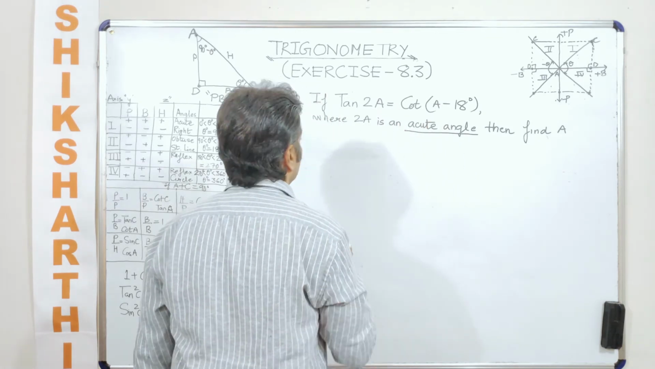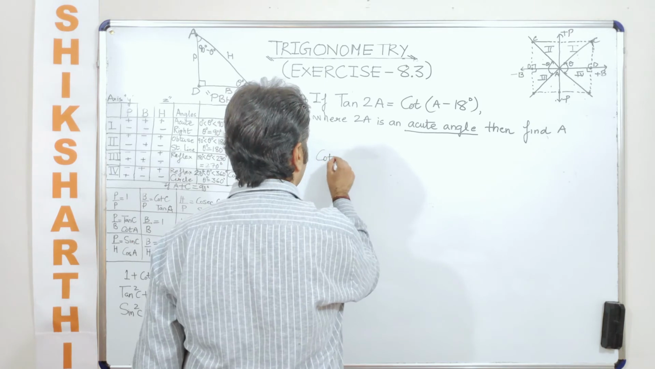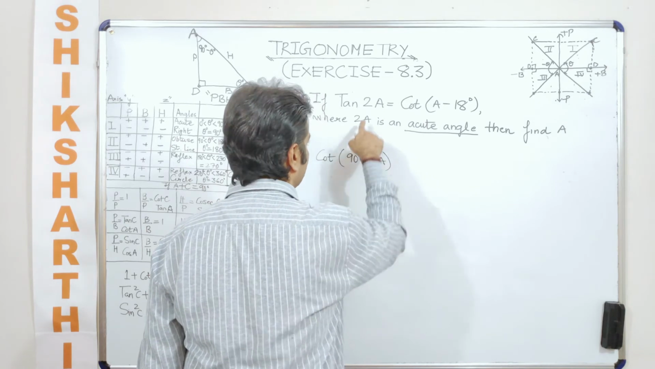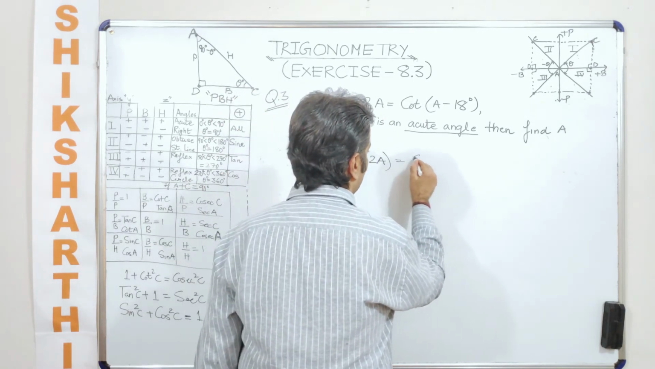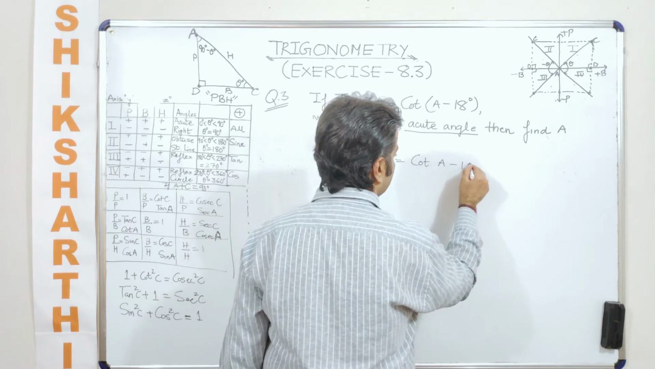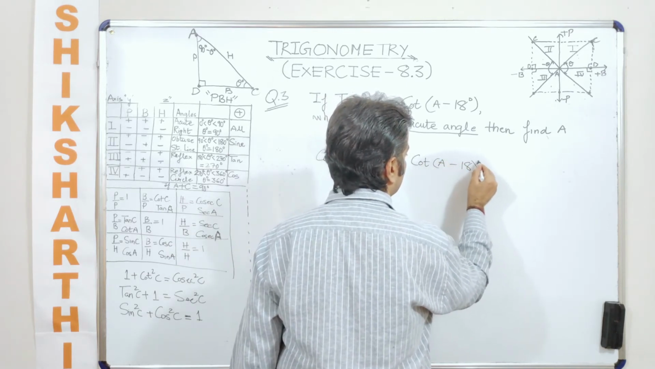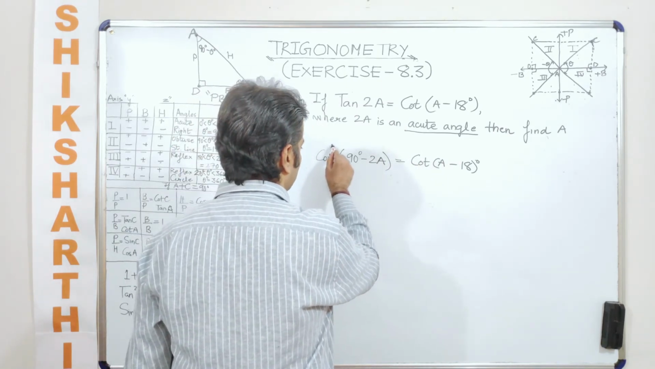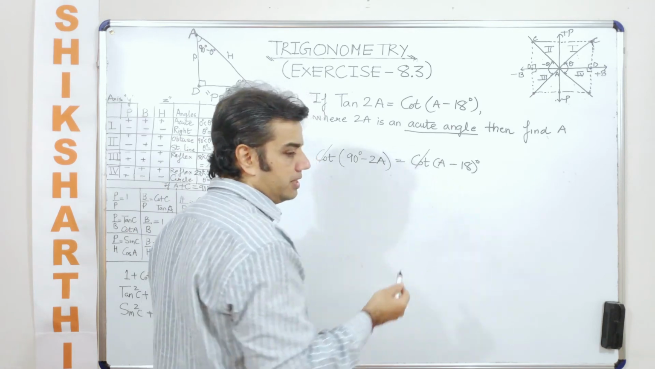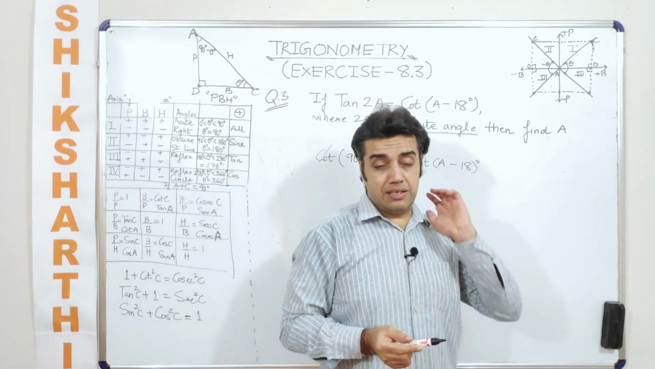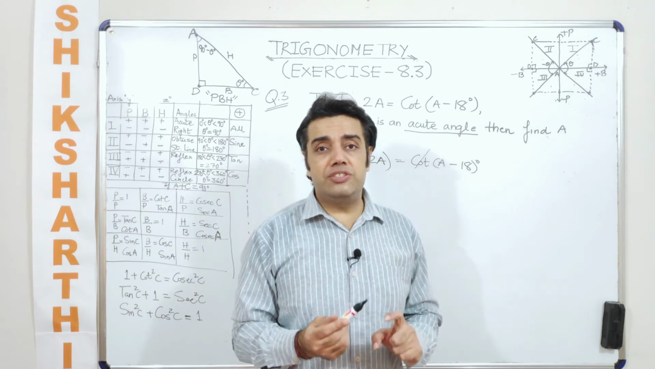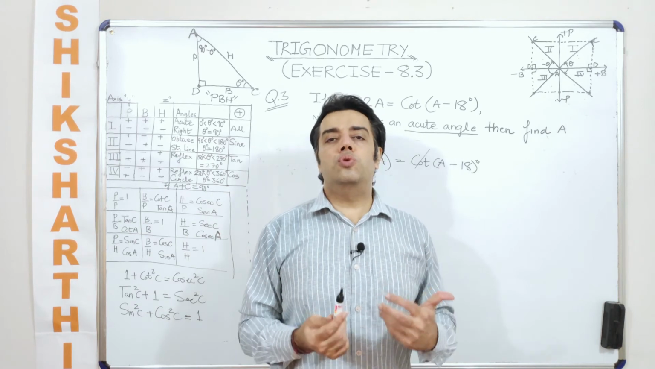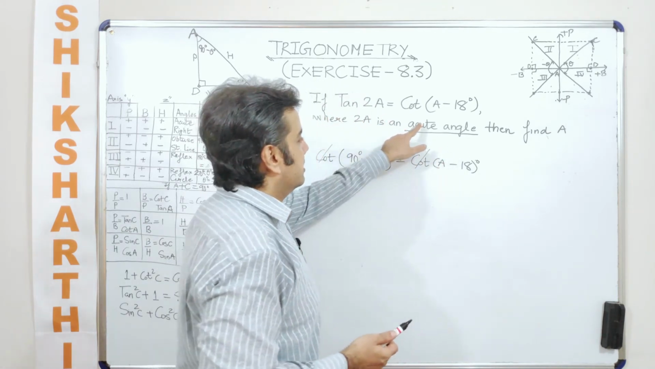Okay. Now, so what will we do? We will say that cot of 90 degrees minus 2a, given the fact that 2a is acute, this becomes tan of 2a only, can be written as cot of a minus 18 degrees. Right? Now I can cancel cot on both the sides because it is already given as acute. I can cancel cot on both the sides only when it is given that this is an acute angle; you cannot just cut it across.